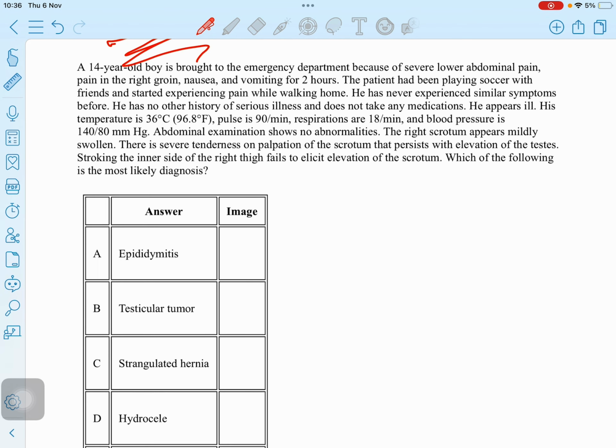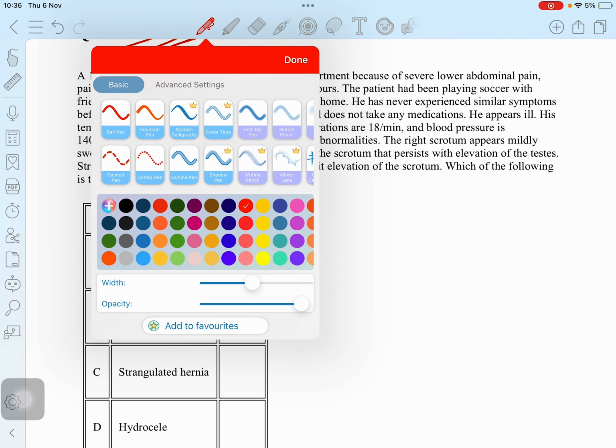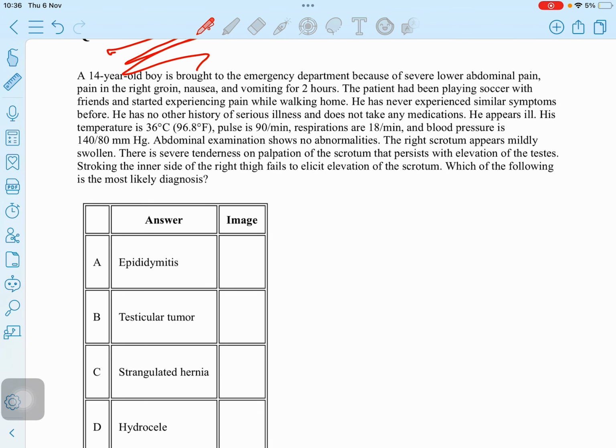We are going to discuss the questions. First of all, we will read the statement from the last. And why are we reading the statement from the last? Because when we read the statement from the last, at least we will be able to know what the examiner is asking from us. The first thing is this: which of the following is the most likely diagnosis?